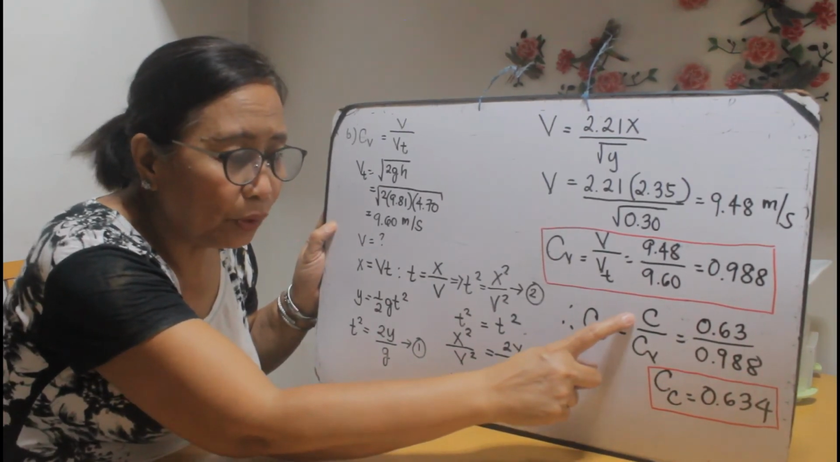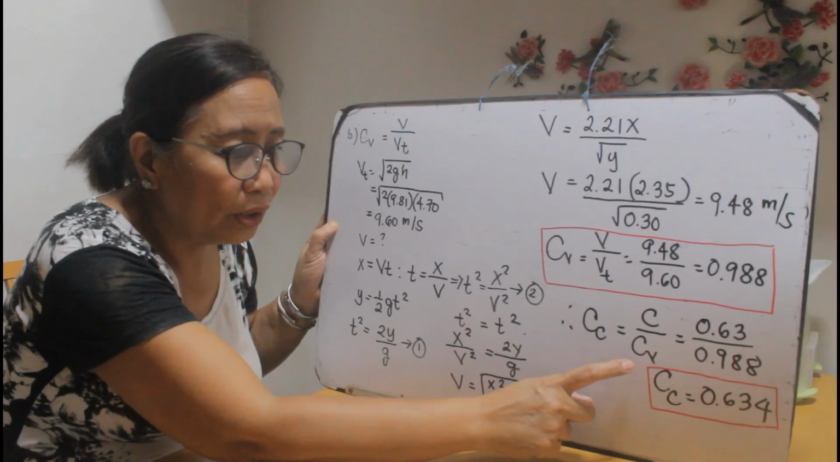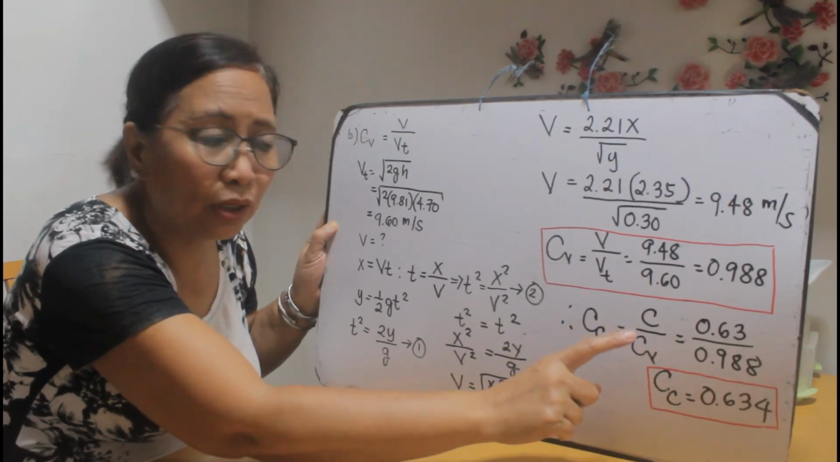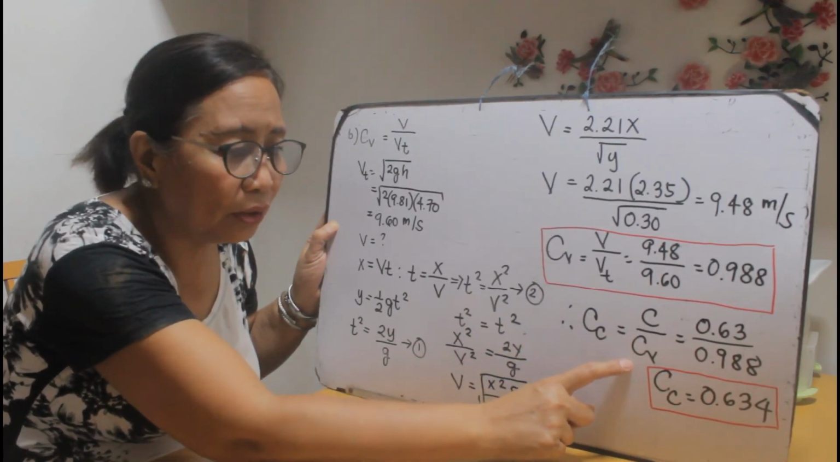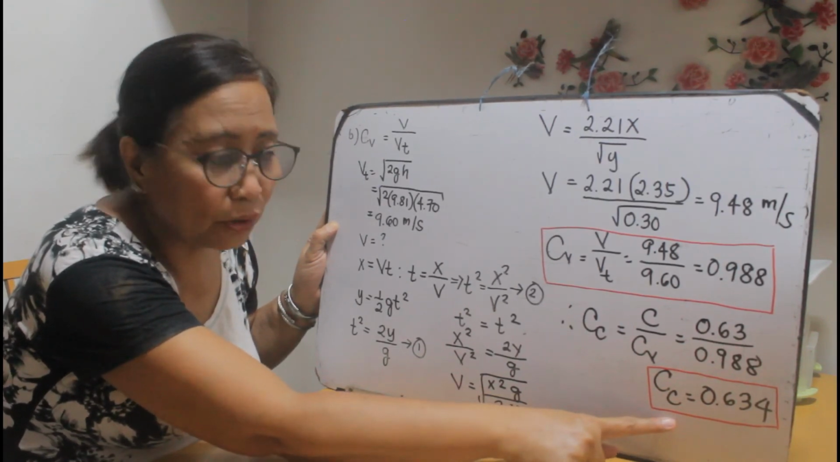Okay? So, we can readily solve now for the coefficient of contraction. That is the ratio between the coefficient of discharge and the coefficient of velocity, which will give us C sub C equal to 0.634.